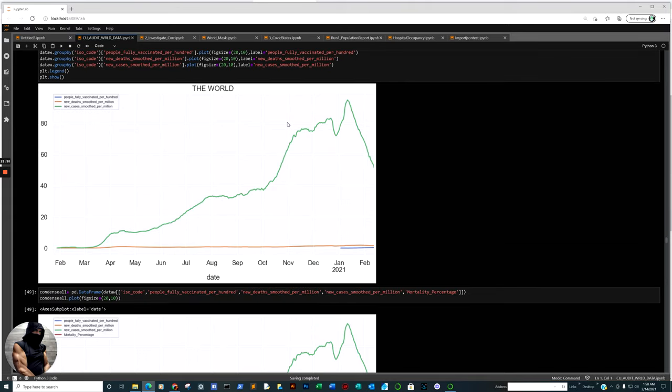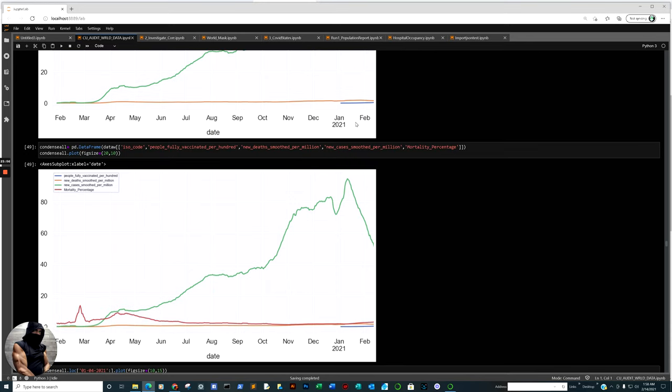Let's go down here. Here's the world, new cases smoothed. Now, I want to account for the vaccine data coming in here. Yes, the vaccine came out at the same time, but obviously such a small percentage of the population was vaccinated that, however, the correlation in timing and the rapid change in behavior of the virus just seems bizarre. Science fiction-like.